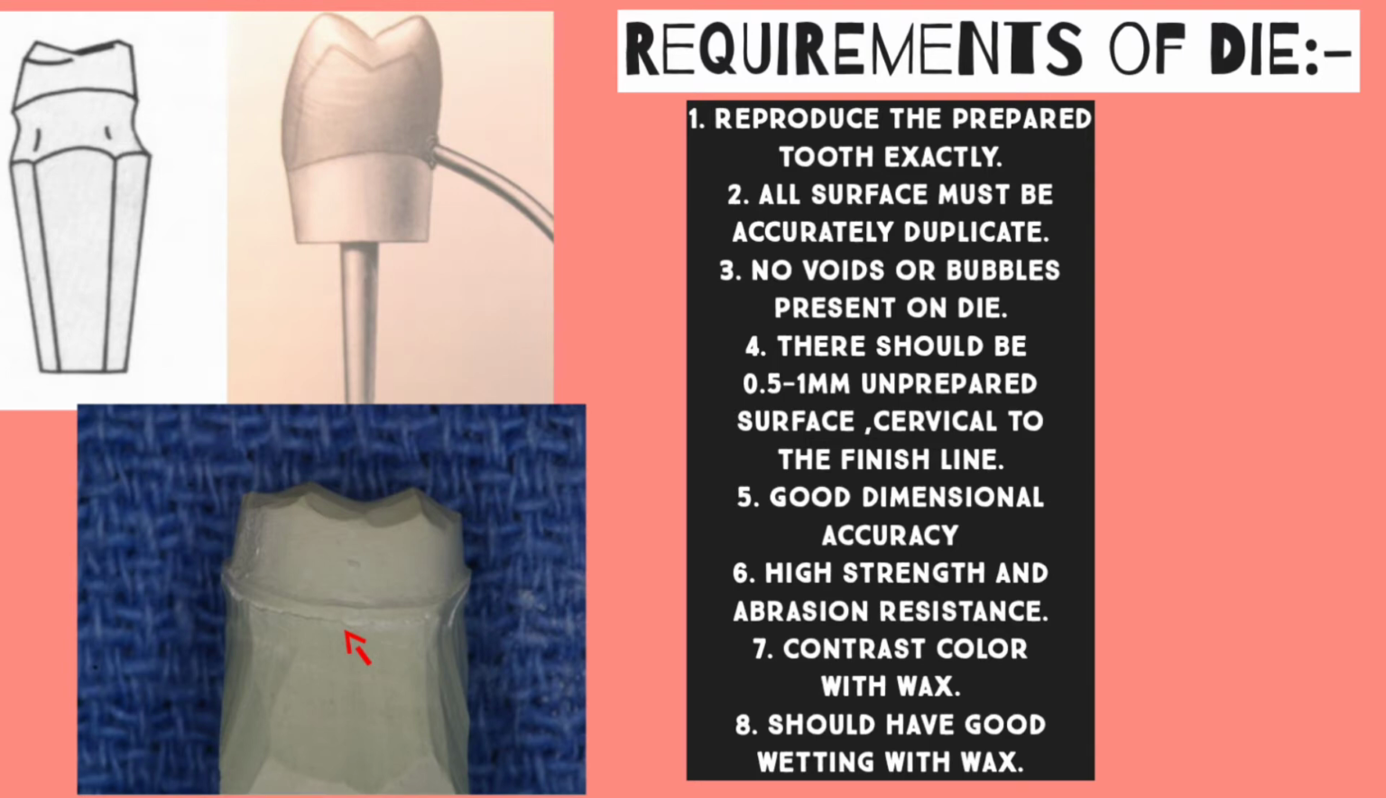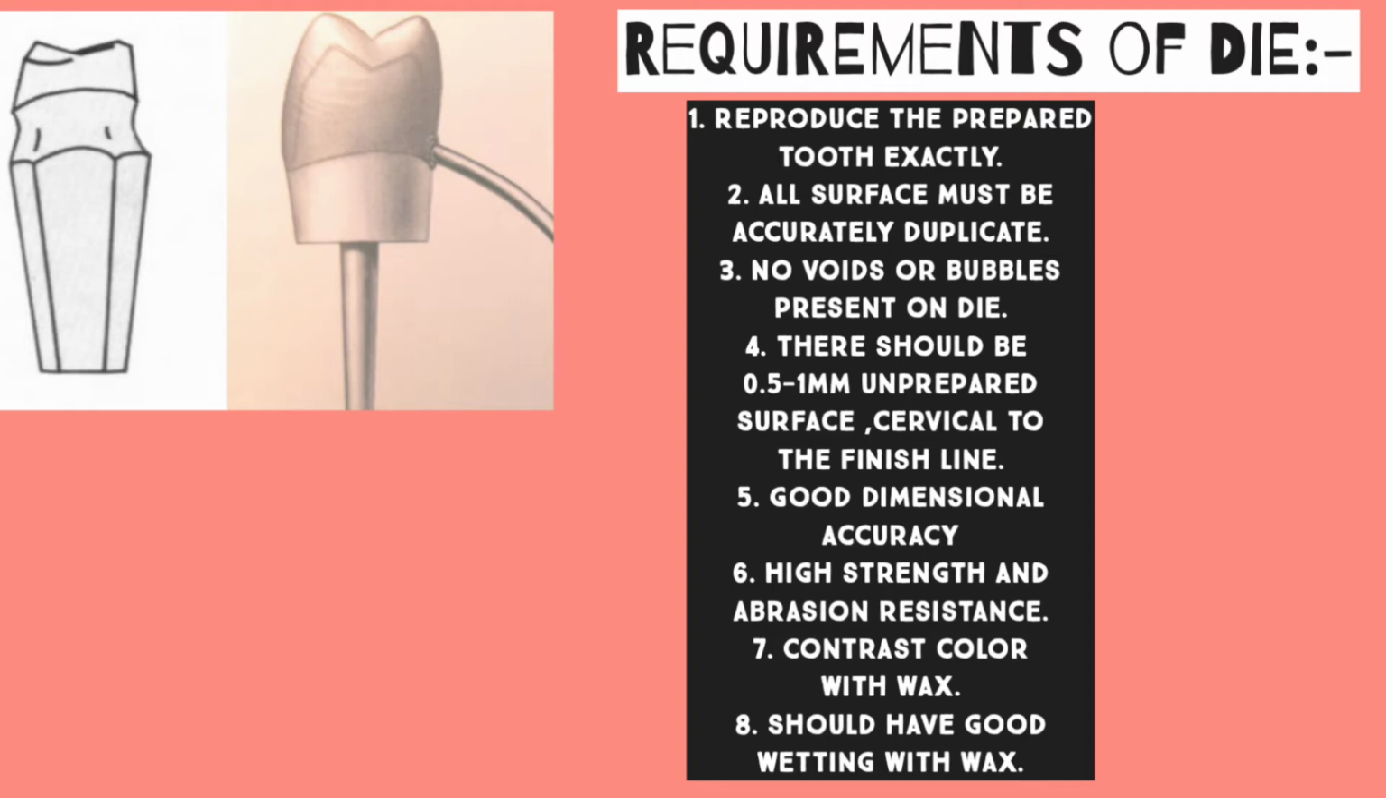Fourth point is there should be 0.5 to 1 mm of unprepared surface cervical to the finish line, as we can see in the second picture. This unprepared surface identifies the contour of the tooth. They should have good dimensional accuracy, high strength and abrasion resistance, and they should have a contrasting color with the waxes, to define the prepared margin. And the last point is they should have good wetting with the wax. So these are the requirements for making a die in dentistry.